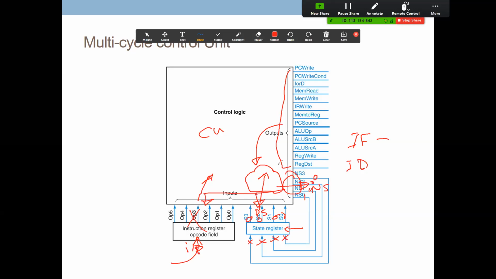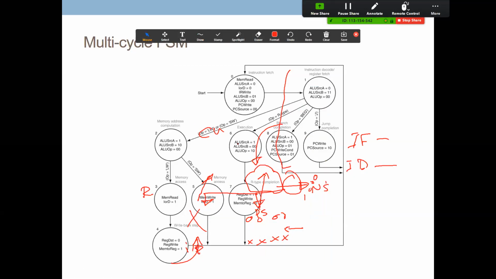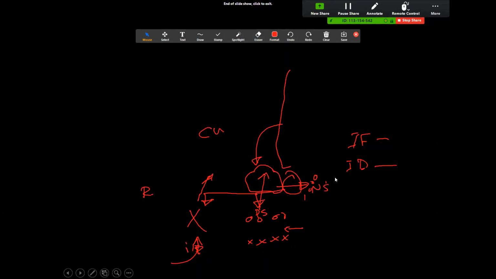But not the outputs. The outputs are a function of the current state only. But the next state is a function of the opcode and the present state. So now it knows that I am in the ID stage, and the opcode, say, was the opcode for R type. Okay, so it would figure out that my next state now will be, I forgot what number it is, but my next state will be the one for R type, which will be number 6.